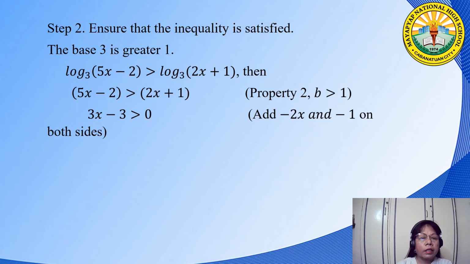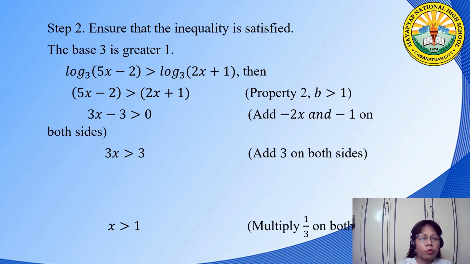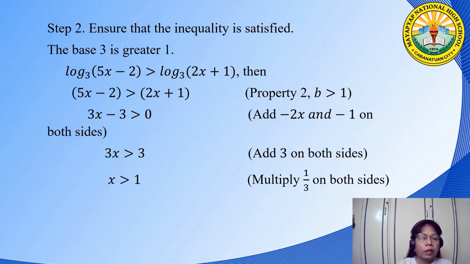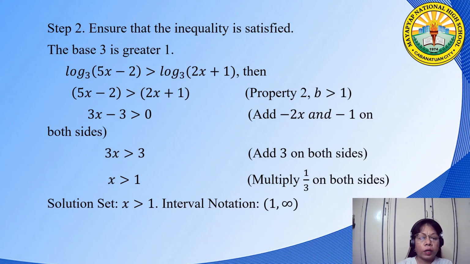Then to simplify, by adding negative 2x and negative 1 on both sides, it becomes 3x minus 3 greater than 0. By adding 3 on both sides, 3x is greater than 3, and multiply both sides by 1/3 to solve for the value of x. x is greater than 1. The solution set, x is greater than 1, then in interval notation, that is 1 to positive infinity.